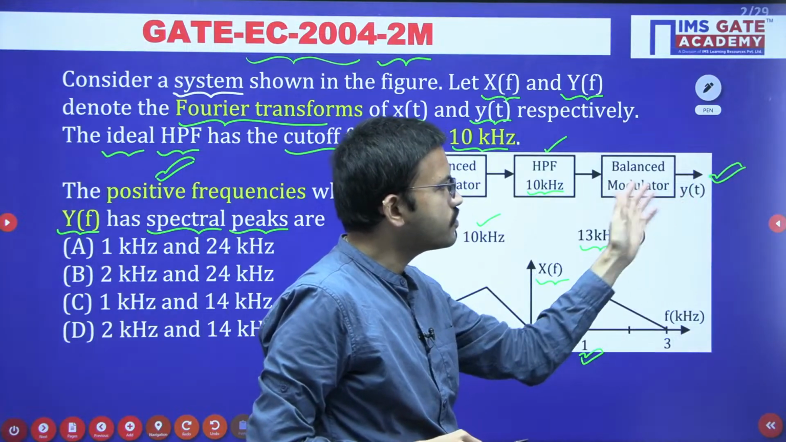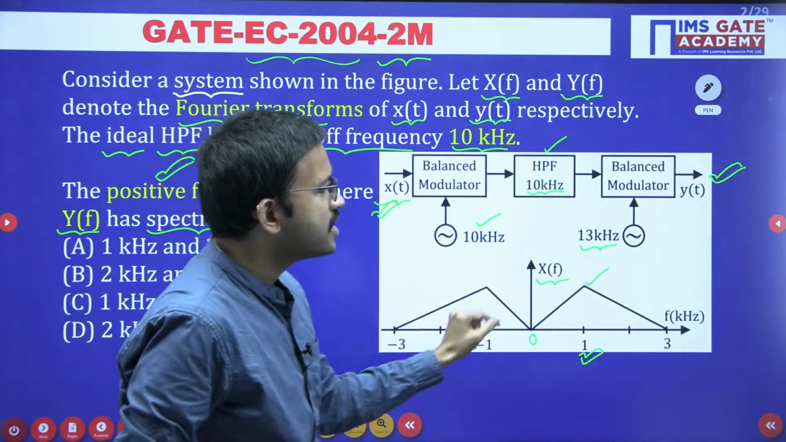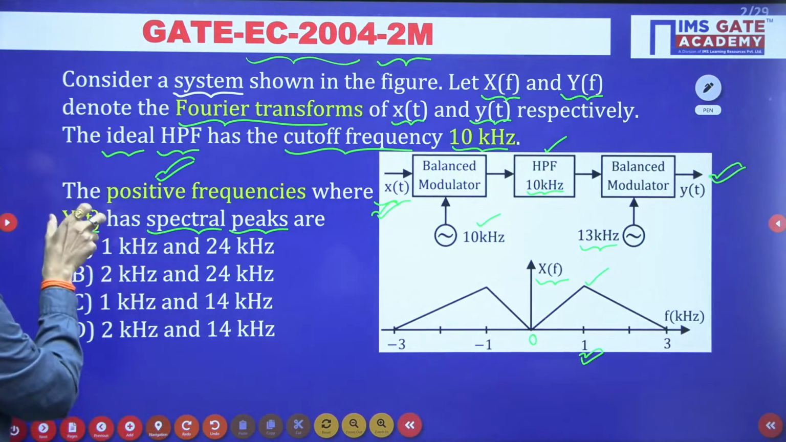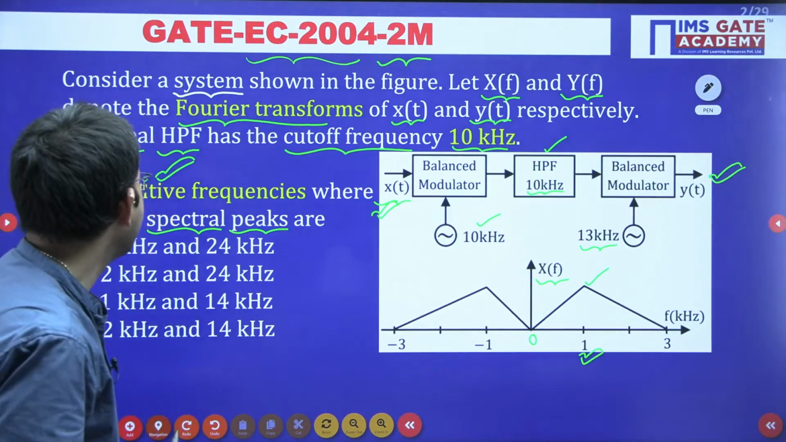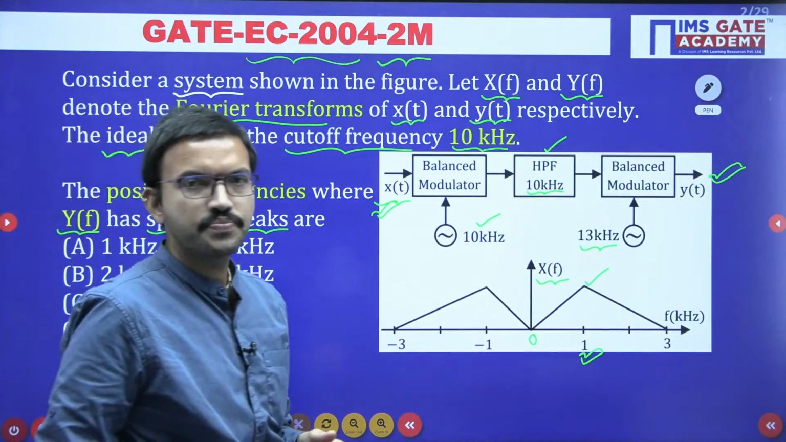Okay, regarding Y of t, if you are representing the Fourier transform or frequency spectrum, in that particular frequency spectrum, at what frequencies will Y of f have the peak value or maximal? That is the question. Regarding that you have 4 choices. You can choose the correct one.